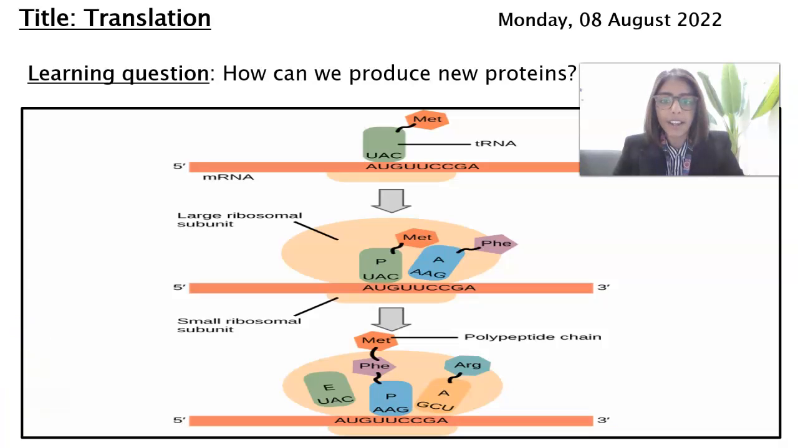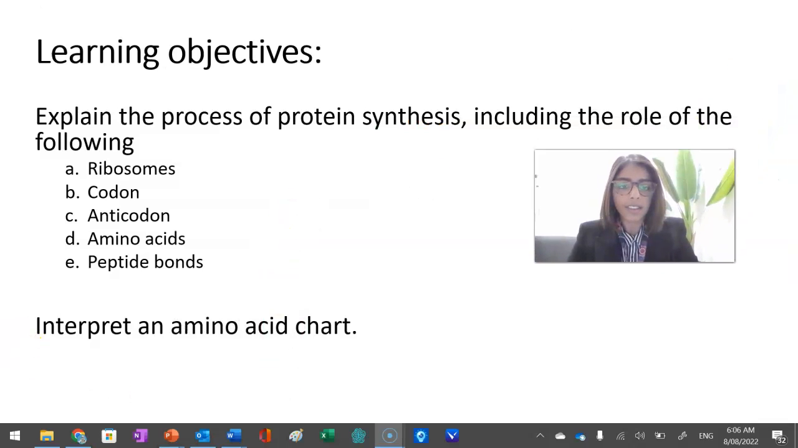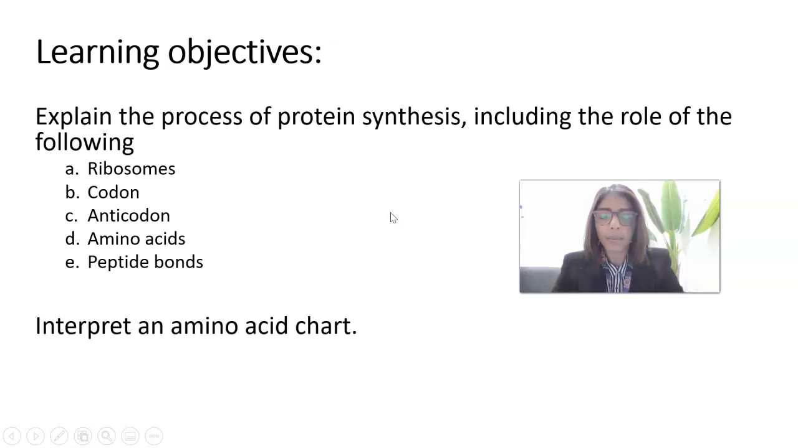Hi everyone, in today's lesson we're going to be looking at the second half of protein synthesis, and that is the translation of the mRNA code. For this lesson, you need to be able to discuss protein synthesis and explain the role of ribosomes, codons, anticodons, amino acids, and peptide bonds. Now, using that, you should also be able to interpret an amino acid chart, also known as a degenerate code.